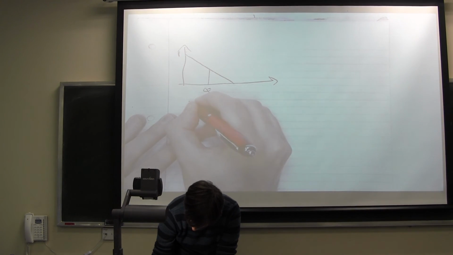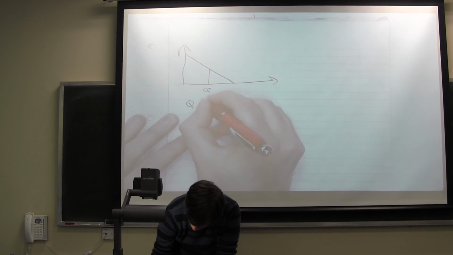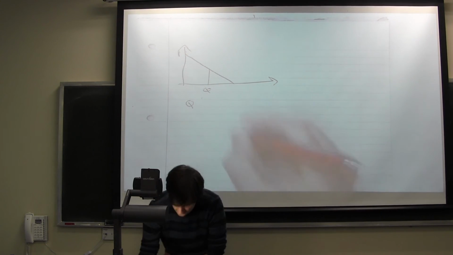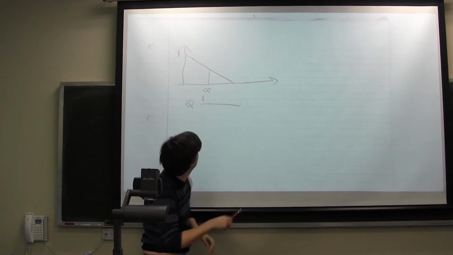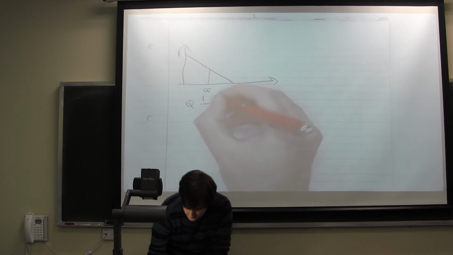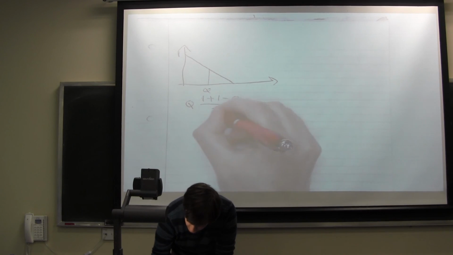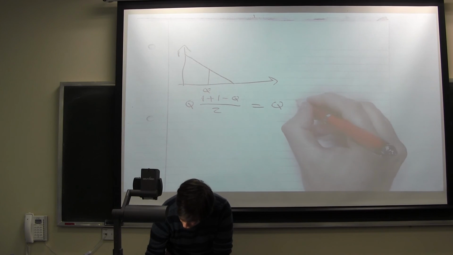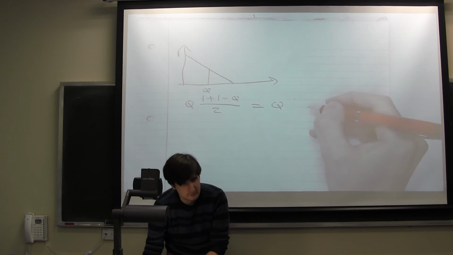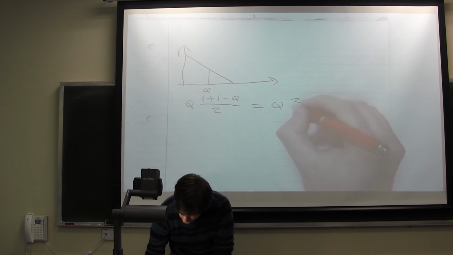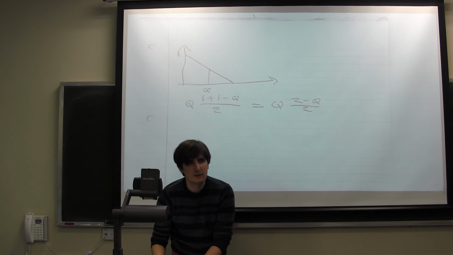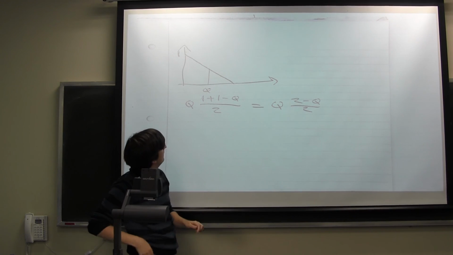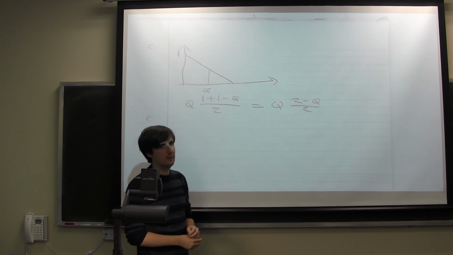So Q is the base, and then we're having the average of the other two distances. This distance is 1, and this distance is 1 minus Q. So it's 1 plus 1 minus Q all divided by 2. So this is Q times 2 minus Q over 2. So there's our social welfare as a function of quantity.